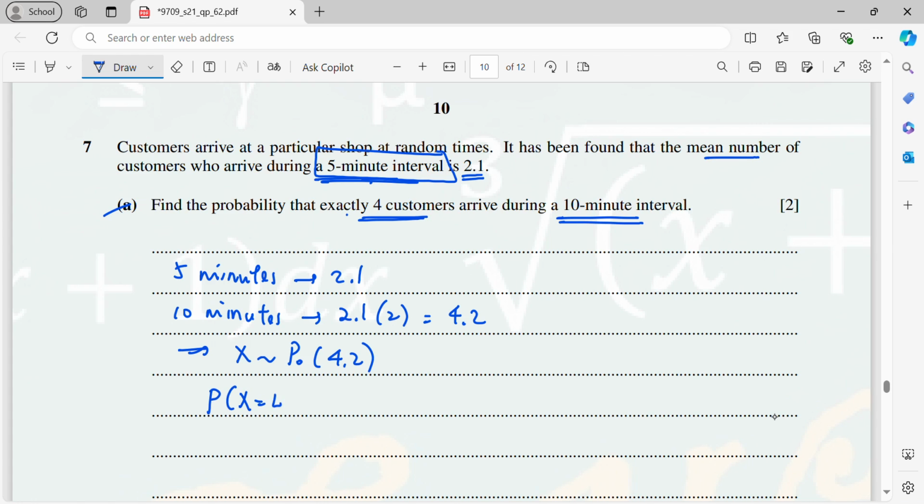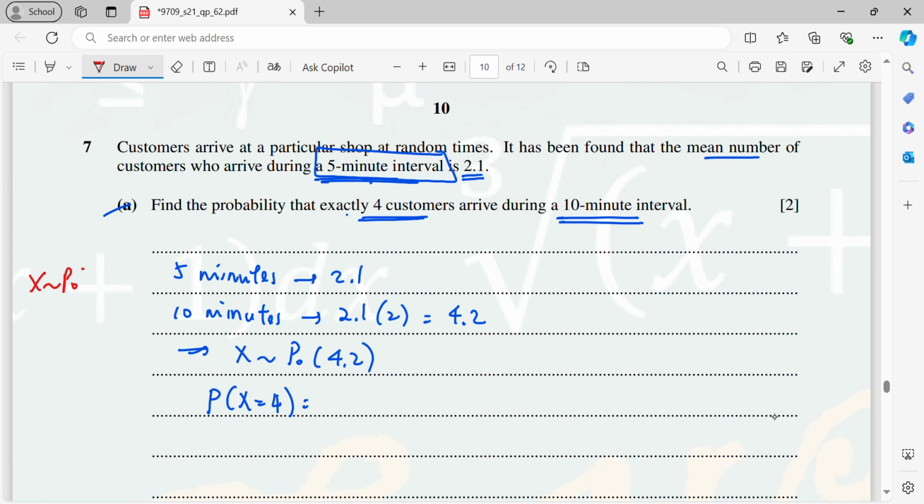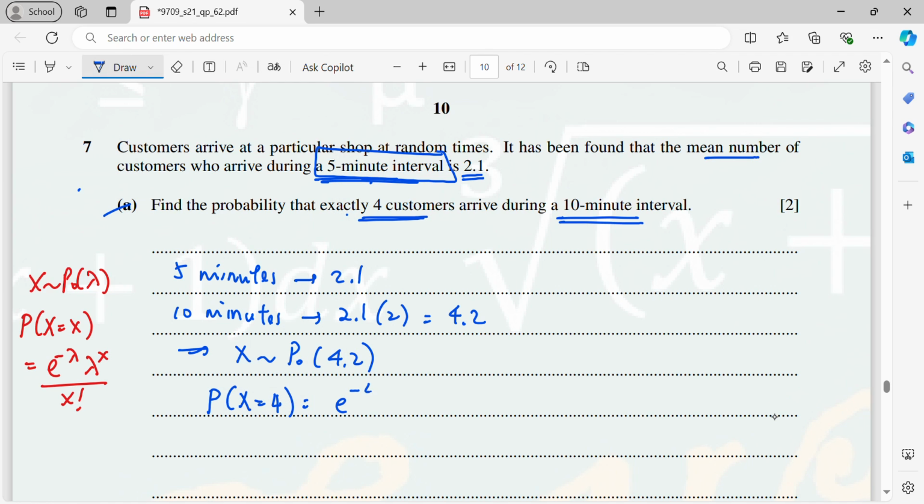P of x equals 4. For the Poisson distribution, you can write lambda or mu for the mean. So the probability is calculated using e to the minus lambda, lambda to the x over x factorial, or e to the minus mu, mu to the x. From here, it will be e to the minus 4.2, 4.2 to the power 4 because x equals 4, then over 4 factorial. So this is going to be 0.194.